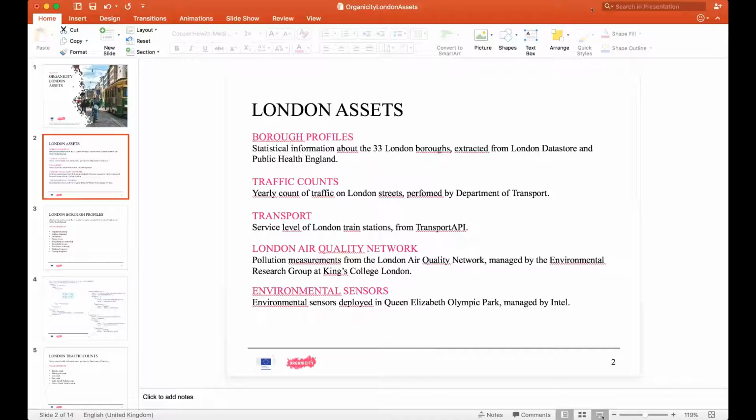So for the London Borough profiles, you get one sensor-ish object for each of the 33 London boroughs, and you will get measurements of population density in that borough, the carbon emissions, the amount of green space, the average house price, the average number of cars per household, the average household income, prevalence of obesity, and walking and cycling frequency.